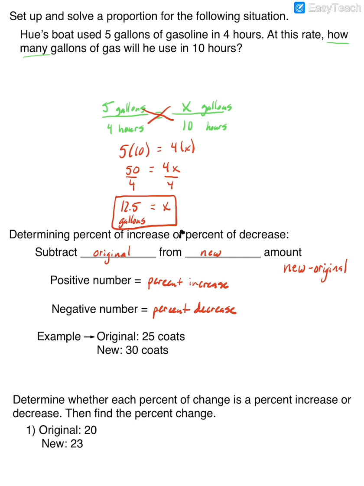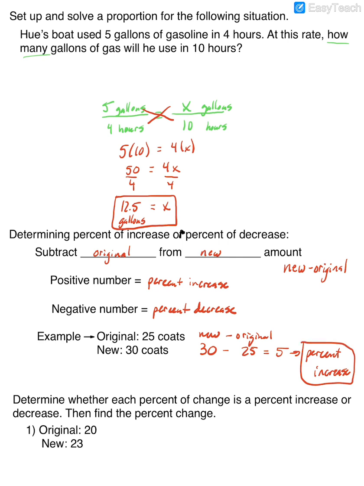So an example here, I have 25 coats. I have now 30 coats. So then I would take the new minus the original, which is 25. So 30 minus 25 gets me 5. Because it's 5, a positive number, it means that it's a percent increase.